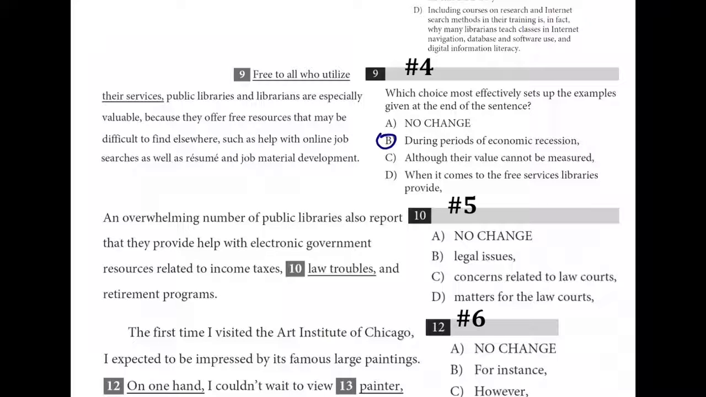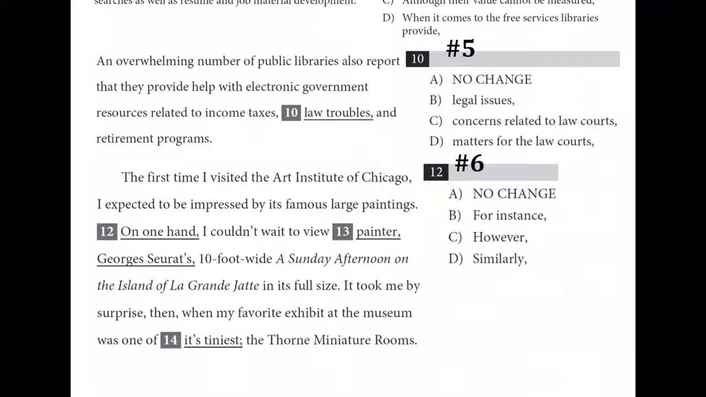Number 9. Which choice most effectively sets up the examples given at the end of the sentence? B. It mentions time periods when the free services described later in the sentence are particularly useful to library patrons. Number 10. B. Legal issues. Because it is concise, it is also consistent with the formal language in the rest of the sentence and the passage overall.